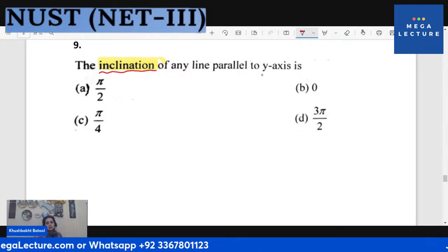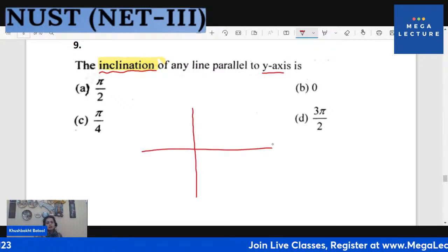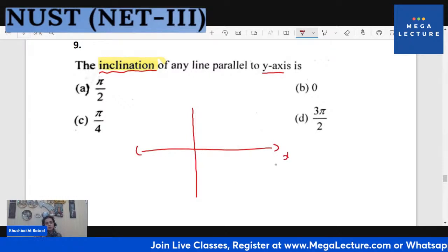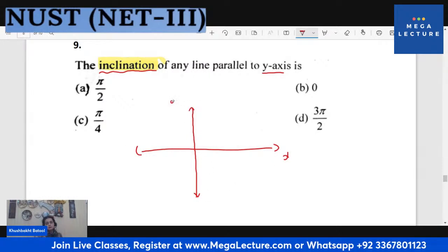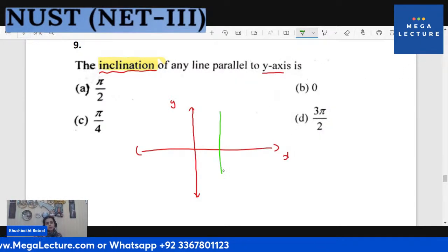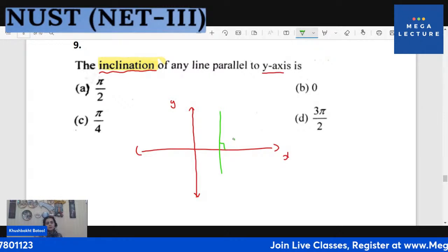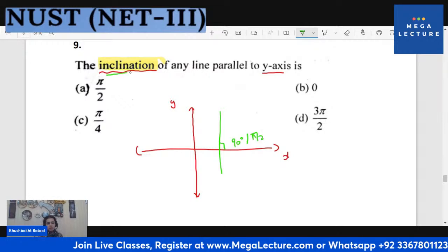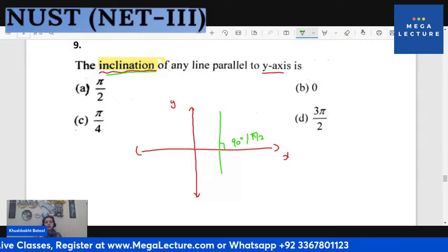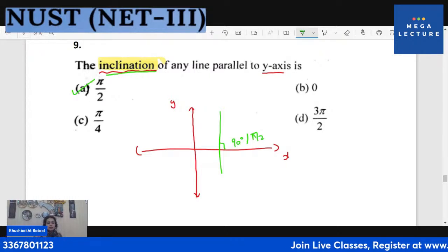Now, if it is a line that is parallel to y-axis, this is your y-axis, this is your x-axis. Let's talk about it this way. What is the angle between the green line and the red line? It is 90 degrees or pi by 2. So always remember, inclination is the angle between your line and the horizontal, that is 90 degrees or pi by 2 if we talk about radians. So the answer is going to be A, that is pi by 2.